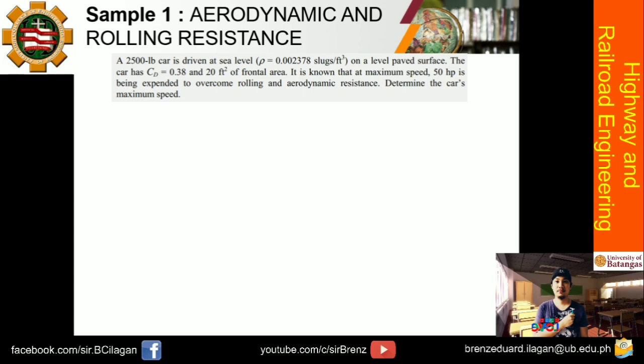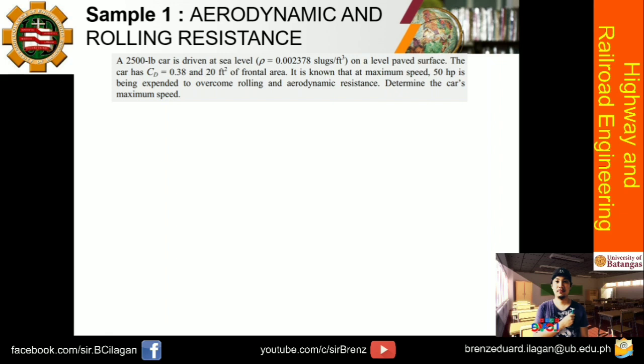Okay guys, so let's start solving our first problem. So this sample number 1 is under the topic of aerodynamic and rolling resistance. So we have a 2,500 pound car just driven at sea level with rho, which is equivalent to 0.002378 slug per cubic feet on a level paved surface.